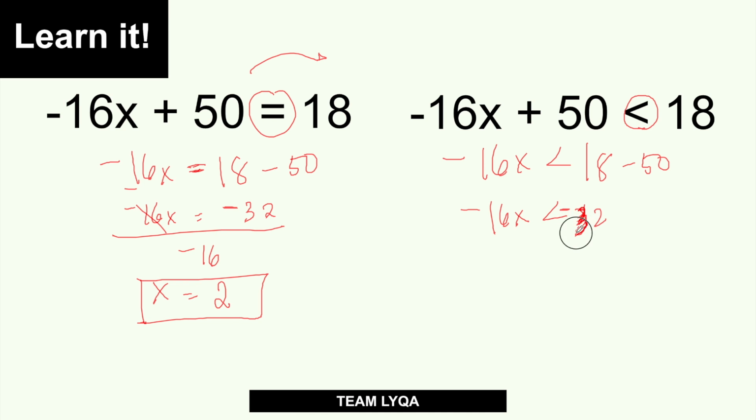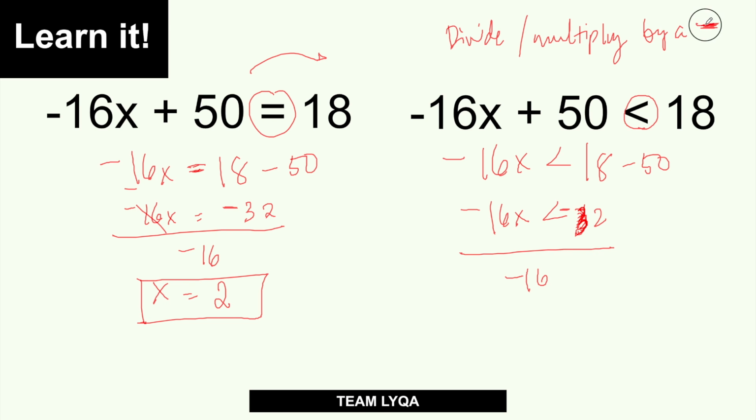Saan magkakaroon ng pagkakaiba? Magkakaroon ng pagkakaiba kapag nag-divide ka sa negative number. Okay? When you divide or multiply an inequality, inequality lang ha, sa equality walang pagkakaiba. Divide or multiply by a negative number, may mangyayaring kakaiba. Ang mangyayari would be, babaliktad yung symbol. Okay? Again, kapag nag-divide or multiply ka by a negative number sa isang inequality, kapag hindi equals yung sign, babaliktad siya. Okay? So, ito, makakancel pa rin naman yan.